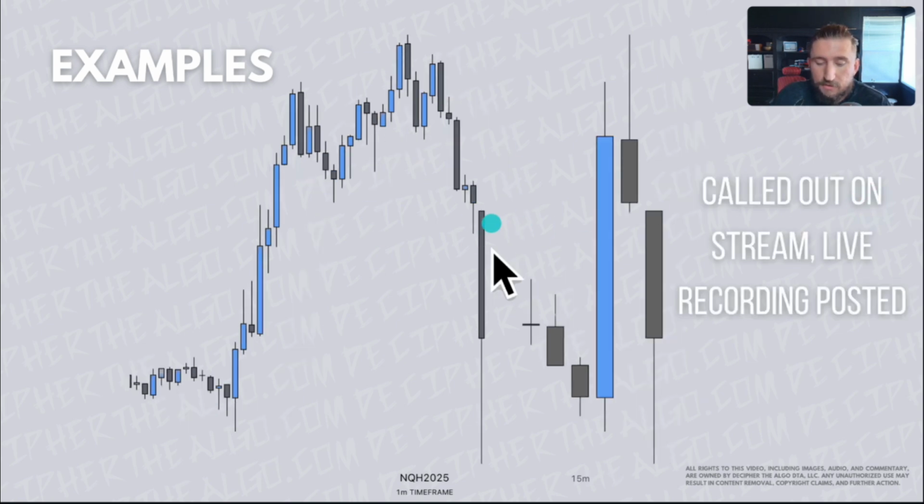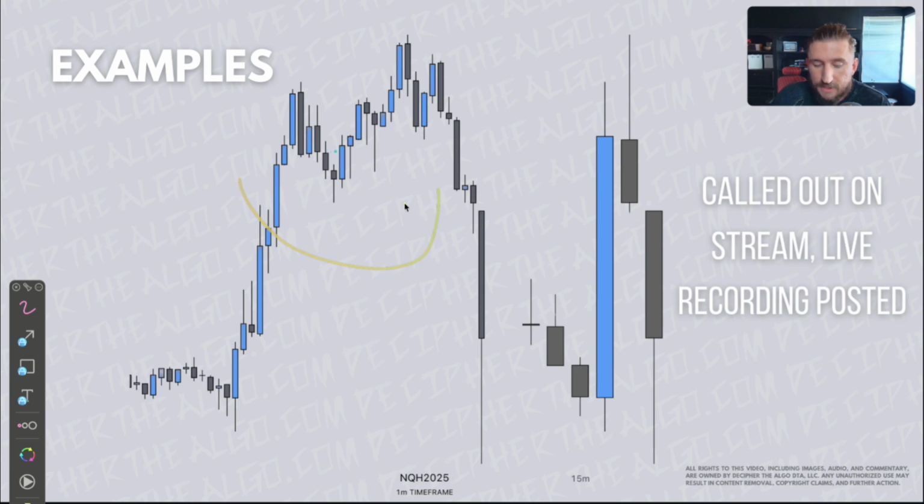And this is exactly how it looks when it plays out. So you see it makes that higher low. It makes the failed break to the upside, and then you get the displacement lower. That's a very standard play for a breaker. You're looking for something on the opposite side of the range.